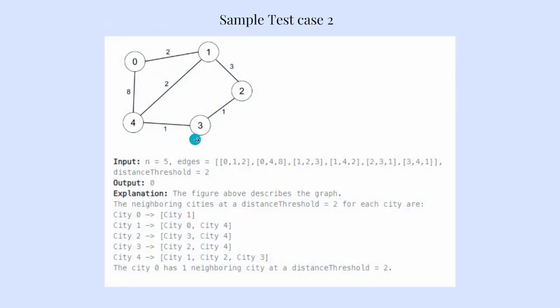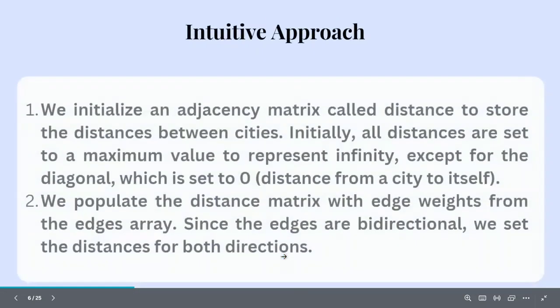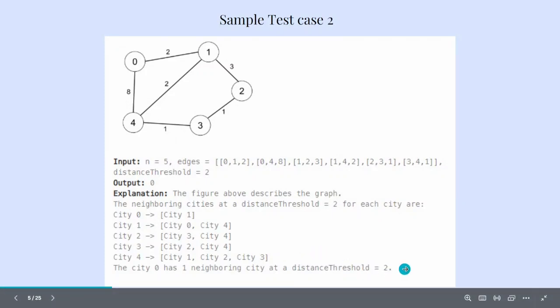So city 3 is the answer. The next sample test case is, in this the input is n equal to 5 and the edges are given, distance threshold equal to 2, and the explanation given is the neighboring cities at a distance threshold equal to 2 for each city: city 0 has 1, for 1 it is 0 and 4, for 2 it's 3 and 4, for 3 it's 2 and 4, and for 4 it is 1, 2 and 3. From this, the city with the minimum reachable cities is city 0, so it is returned.